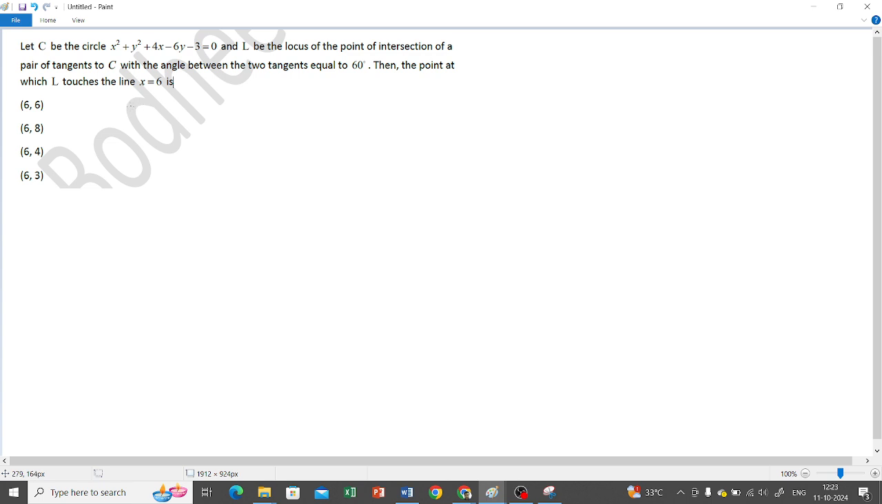Okay, let's do this sum. Let C be the circle x square plus y square plus 4x minus 6y minus 3 is equal to 0. Can anybody tell me what is the general equation of a circle?